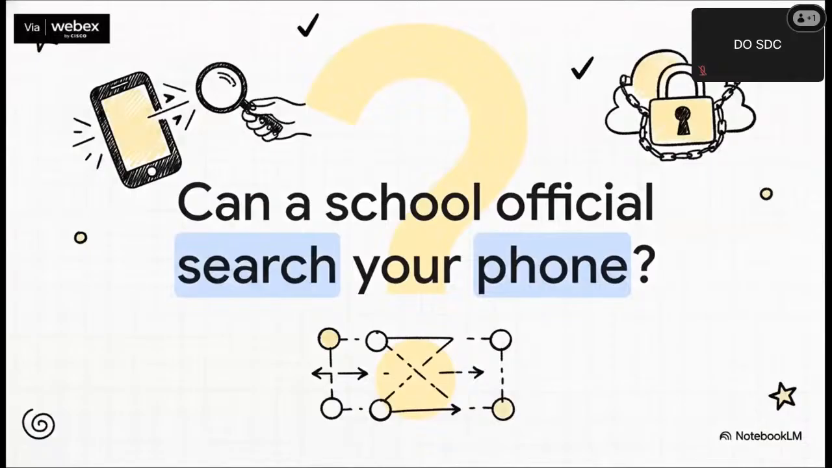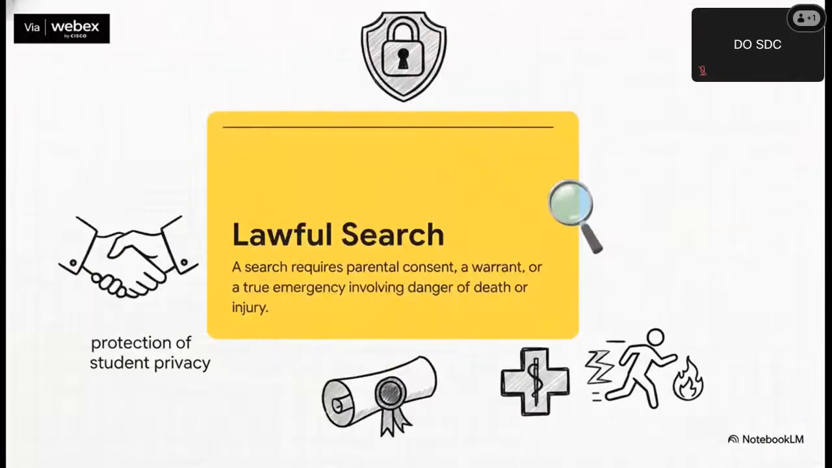Well, the policy is very, very specific about this. A school official can only search a student's device if one of 3 things is true. They have permission from a parent, they have a legal warrant, or, and this is a very high bar, there's a genuine emergency that involves immediate danger of death or serious injury. So no, they can't just search it on a whim.